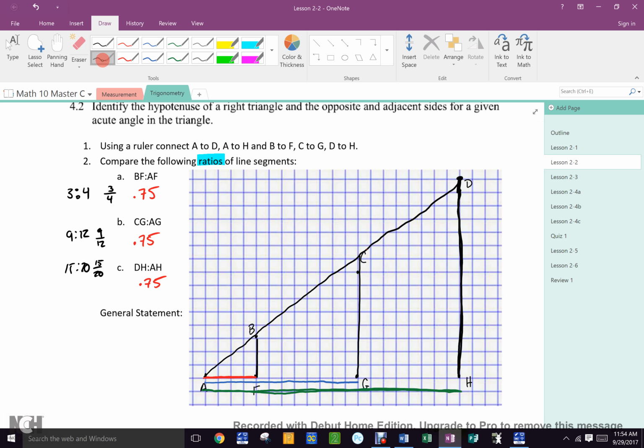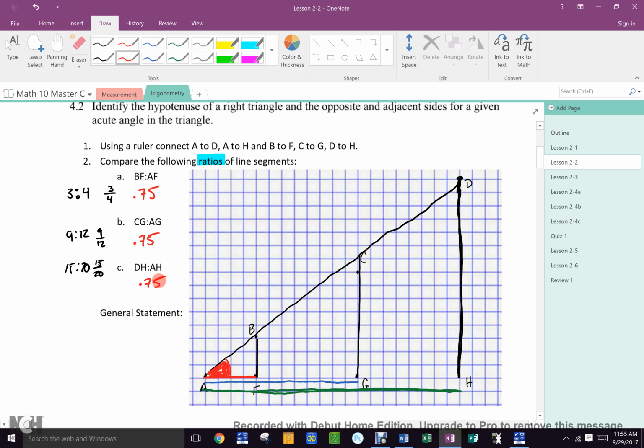They all start here, don't they? So that angle is shared from all three of them, yes? And every time I compare the vertical leg to the horizontal leg, I get 0.75, don't I? Everyone agrees? We've just proven it 3 times, haven't we?